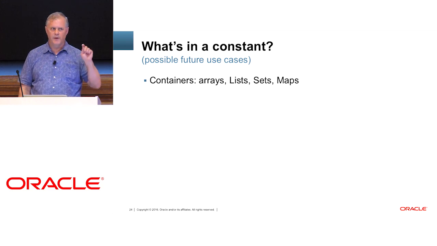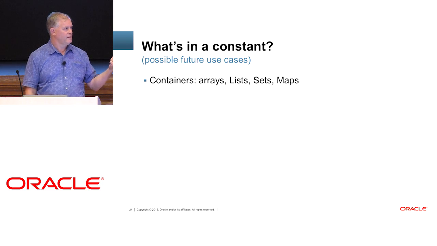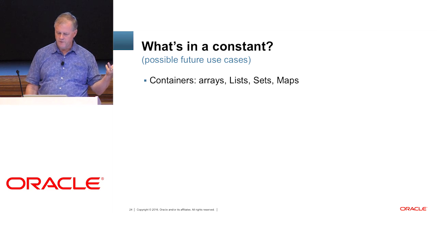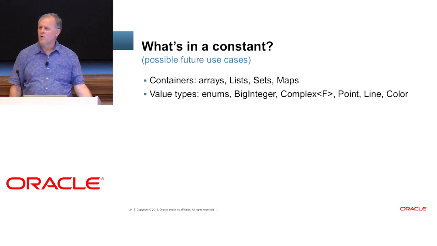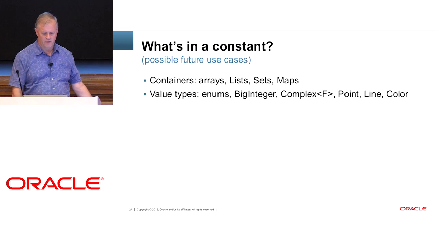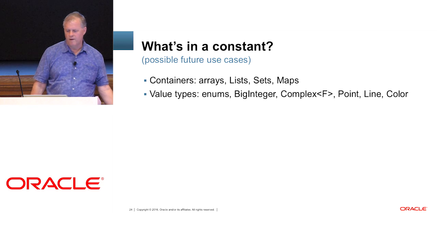But maybe also we want constants which are arrays. A constant array, that would be pretty good, right? It's probably time for a constant array in our system. Lists, sets, maps, of course. Value types. Why can't you have a constant enum in your constant pool? Answer, well, no really good reason, just haven't gotten around to it. And various other types.